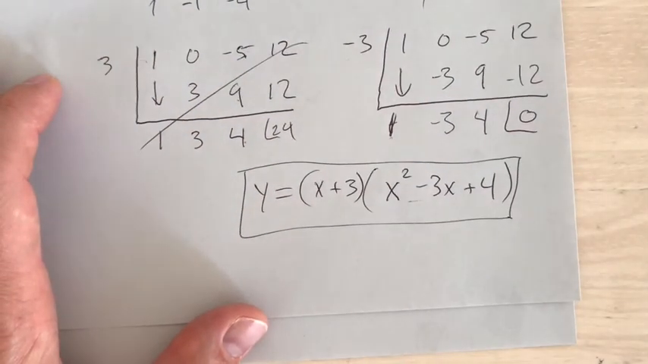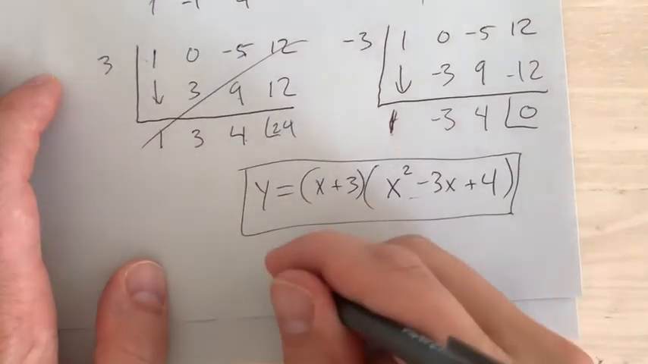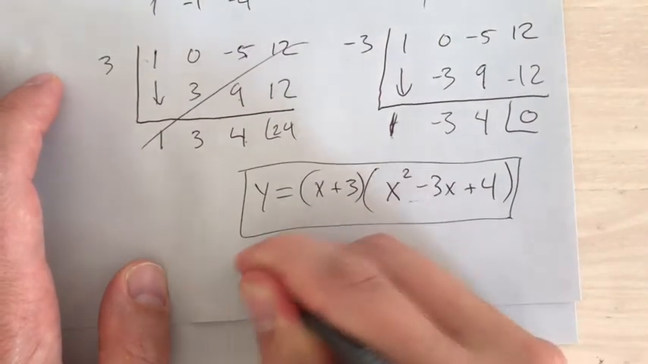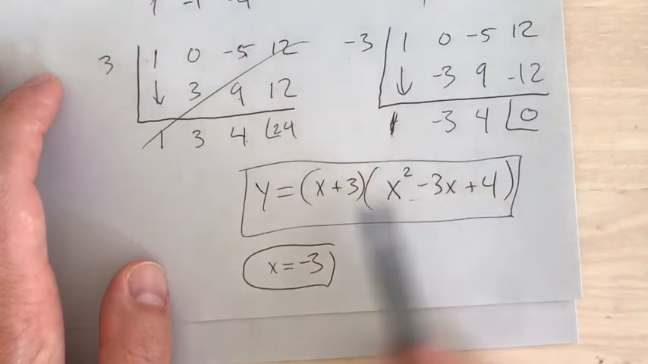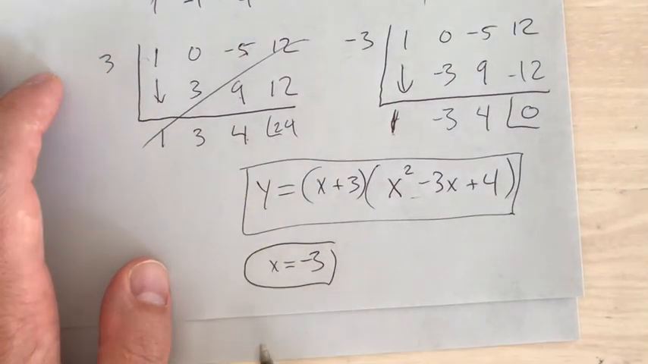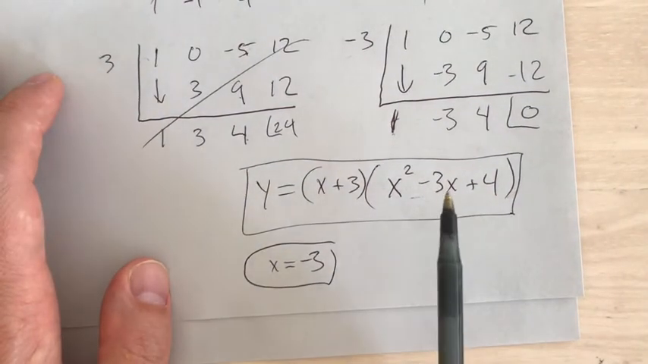So if they ask you, what are the roots of this? There's really only one real root. When you set that equal to 0, you get negative 3. So x equals negative 3. That's one of the roots. However, you can't factor this, so how do I get the x-intercepts of this?